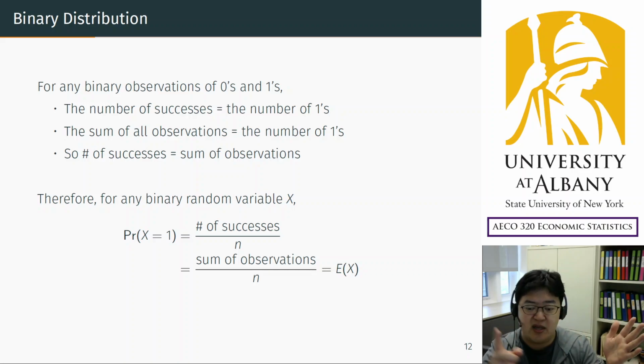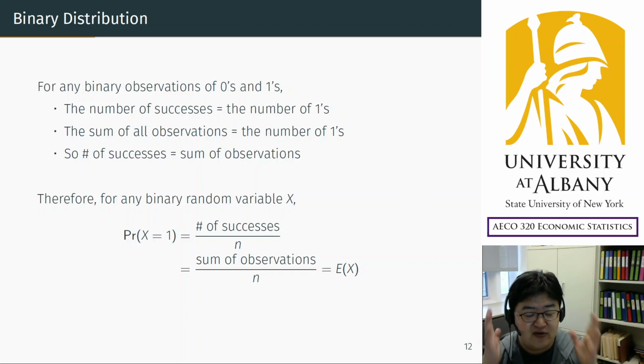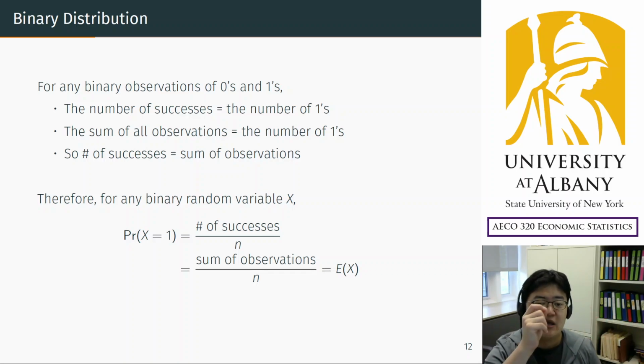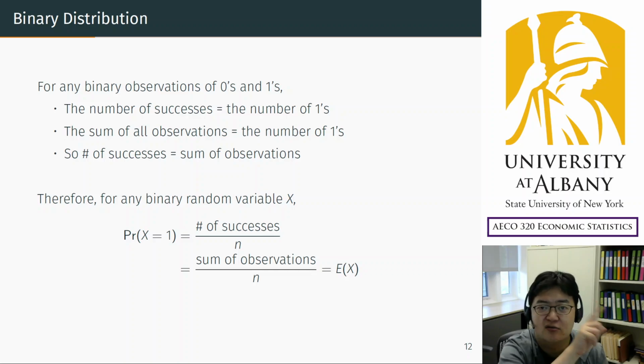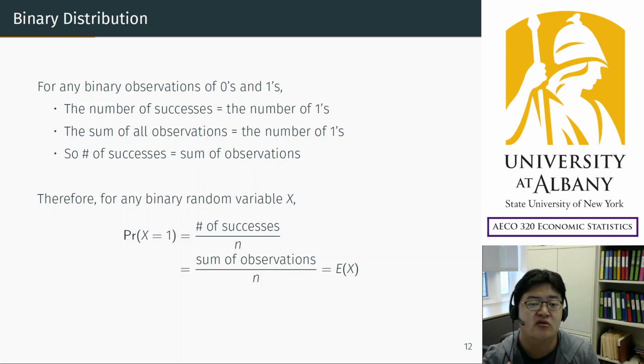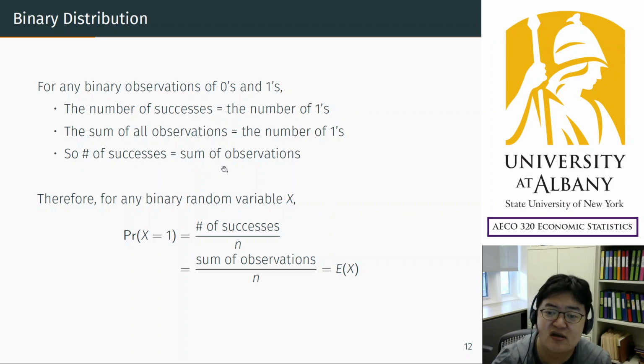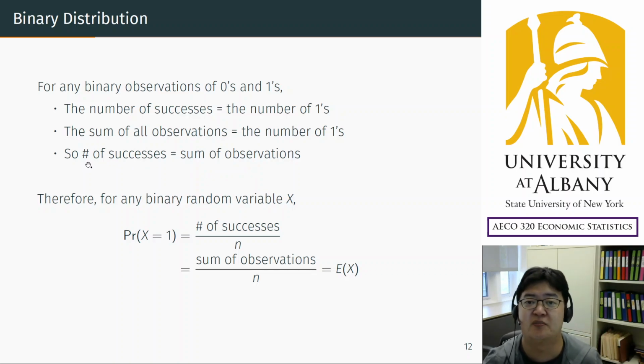Counting how many ones is equivalent to summing those numbers, right? So try this: write down randomly 1, 0, 1, 0, whatever, zeros and ones. And then sum all those numbers and count how many ones you have. They must be the same, no matter what combinations you write, right? So the number of successes, which is the number of ones, is always the sum of observations. This is the underlying property of the binary distribution.